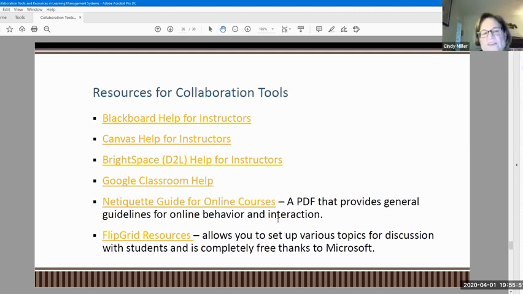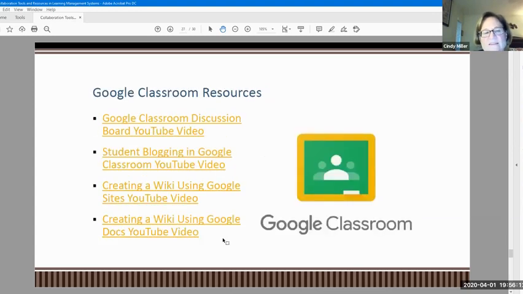And so here are the resources for all the collaboration tools I talked about. They're Blackboard Help, Canvas Help, all of them, Classroom Help. I know Dr. Alexander and Ms. Storms talked about this resource already, but they all have videos there that you can look at. And there's the Netiquette guide I showed you a while ago. Here's a wealth of Flipgrid resources if you want to use that as a discussion tool.